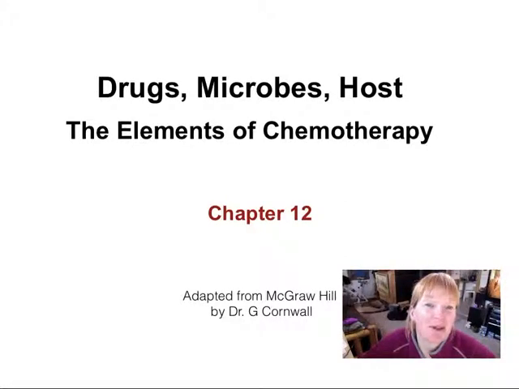In this chapter, we'll be looking at the elements of chemotherapy, or treatment with drugs. Now, it wasn't more than 100 years ago that 1 out of 3 children were expected to die before the age of 5 from some sort of infectious disease, and others would be permanently maimed by those diseases. It wasn't until the 1930s that we saw our first drugs for the treatment of infections.